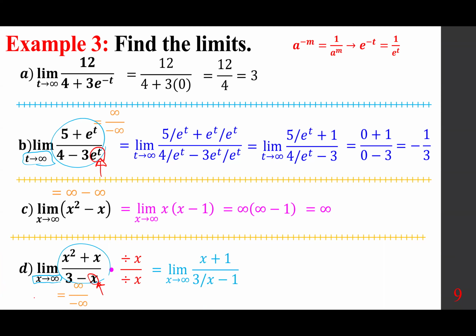And so, if you plug in infinity, you get infinity plus 1 over here. Over here, you get 0 minus 1. And here's what I want you to pay attention to. The top is infinity. The bottom is a negative number. Therefore, the answer is negative infinity. That's the only thing that you want to be careful of.